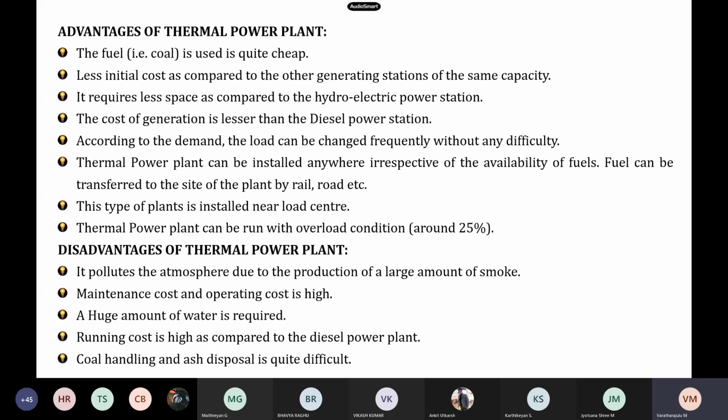In some areas, this type of thermal power plant is located near water reservoirs. Plenty of water is essential, therefore it is erected near the reservoirs. And the coal has to be transferred from the coal mines. At that time the transportation becomes very difficult, and the power generation cost is high compared to a hydroelectric power plant.